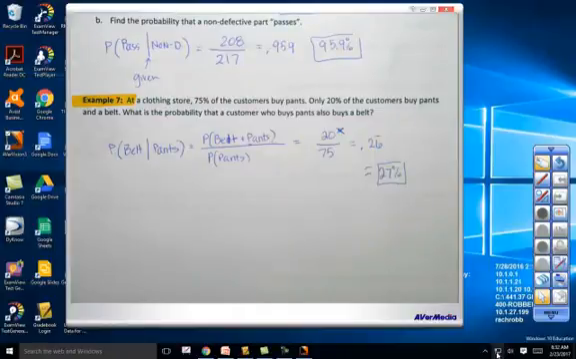Does that make sense? And that's where this conditional probability comes in: the probability of pants goes on the bottom, because we're restricting it to just those first. So we're looking at just these 75% of people first. We don't care about the 25% who didn't buy pants. Does that make sense logically?